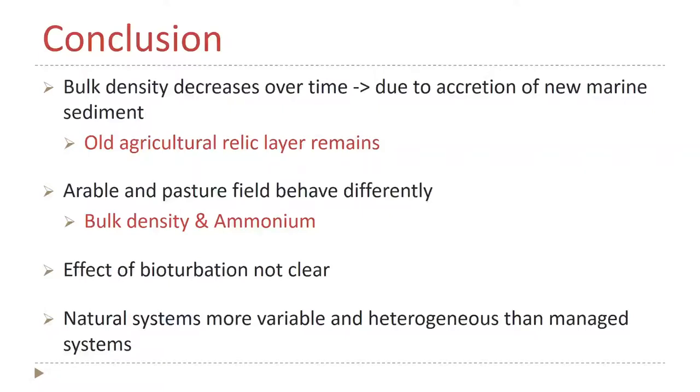So to conclude, we have found that our bulk density does decrease over time, but this might be due to the accretion of the new marine sediment rather than the actual change of the agricultural layer. So we still see our old agricultural relic layer remaining in our site. The two different fields are behaving quite differently. So maybe when we come to deciding, when we're realigning sites, we have to choose more carefully which sites and which areas to flood and switch, but that will depend on what we want out of our realigned marsh. So far we haven't seen the effect of bioturbation, but we have seen that the natural sites are way more variable and heterogeneous than the realigned sites.